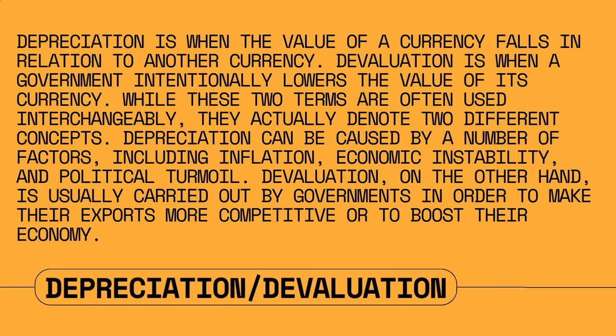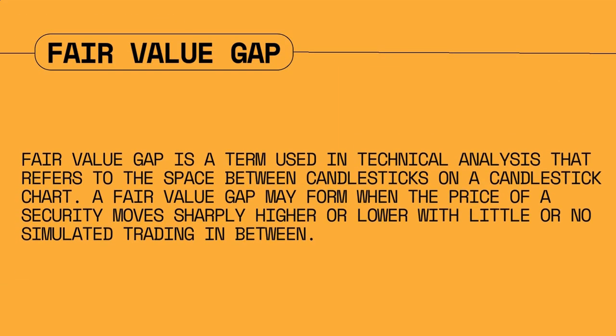Depreciation or devaluation. Depreciation is when the value of a currency falls in relation to another currency. Devaluation is when a government intentionally lowers the value of its currency. While these two terms are often used interchangeably, they actually denote two different concepts. Depreciation can be caused by a number of factors, including inflation, economic instability, and political turmoil. Devaluation, on the other hand, is usually carried out by governments in order to make their exports more competitive or to boost their economy.